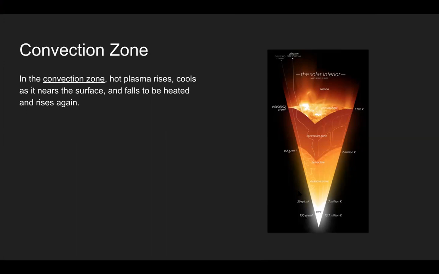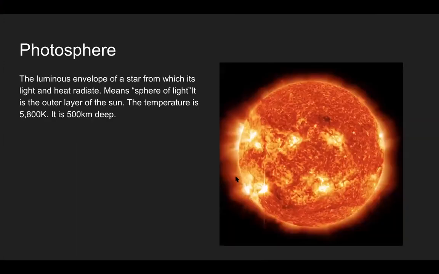Yeah, and then I think Wiley's got the next one. Okay. So the photosphere, the luminous envelope of a star from which its light and heat radiate, means sphere of light. It's the outer layer of the sun. The temperature is 5,800 K, which is Kelvin, and it is 500 kilometers deep. And Kelvin is related to Fahrenheit: 0 Kelvin equals negative 459.67 degrees Fahrenheit. So, yeah. And sunspots occur on the photosphere.